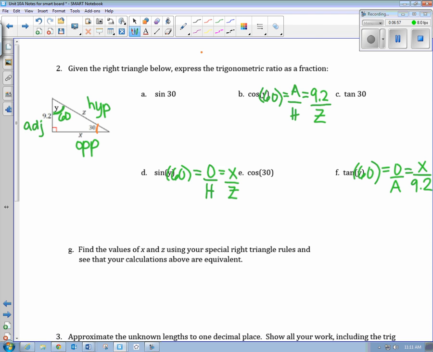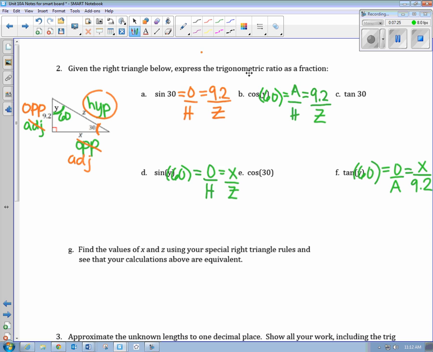If I change my focus now and I go back and look at the 30-degree angle, the names of my sides change. So with respect to this 30-degree angle, now my opposite side is over here, my adjacent side is here, but the hypotenuse still stays the same. The hypotenuse is still across from the right angle. So with respect to that 30-degree angle in part A, the sine is opposite over hypotenuse, which is going to be 9.2 over z.